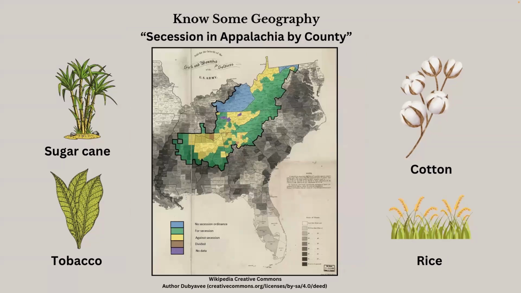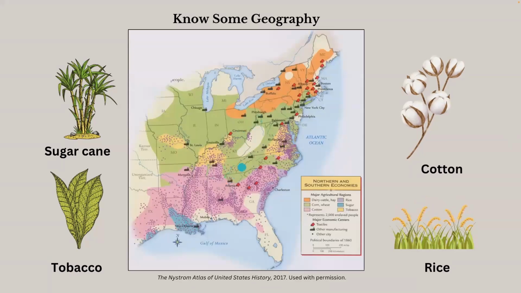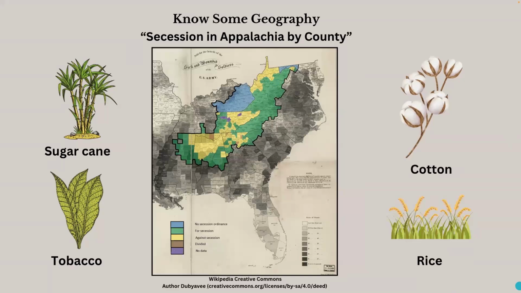So this is a map of the southern states showing the voting in the counties of the southern Appalachian states, if they were for or against secession from the United States. Now I'm going to show you that last slide again. So look at this, and then look at this. So this area we're talking about, this is the Appalachian area right here, where there's a little less slavery.